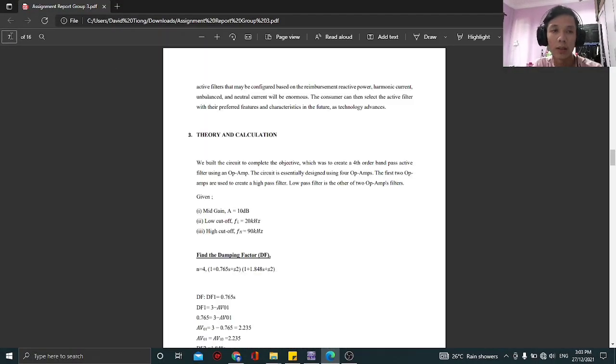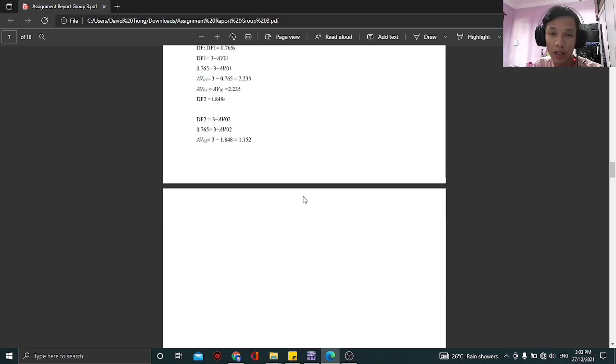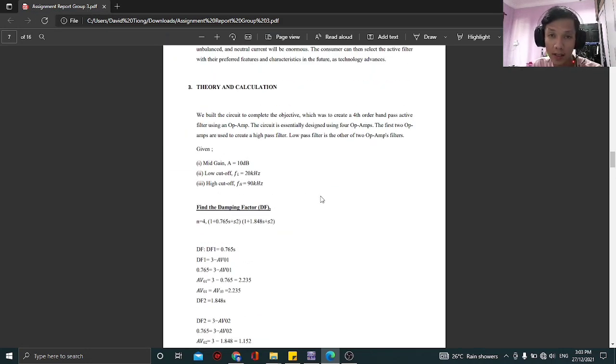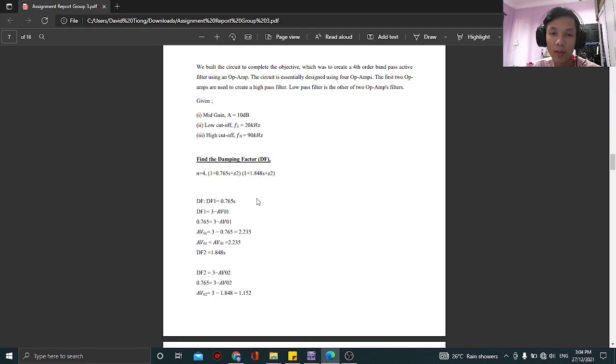I'm doing the presentation about theory and calculation, circuit simulation, result analysis and discussion. For theory and calculation, we need to build a circuit to complete the objective in this assignment. We need to get a fourth order bandpass active filter using op-amps, so we design four op-amps: the first two are the high pass and the other two are the low pass. Given for group 3, mid gain is 10 dB, low cut off is 20 kHz, high cut off is 90 kHz. For the first calculation, we need to find the damping factor.